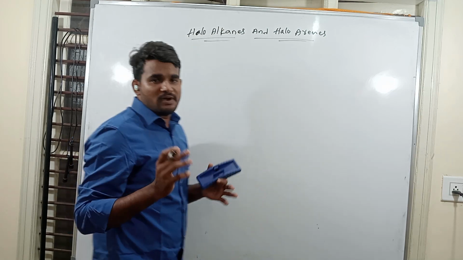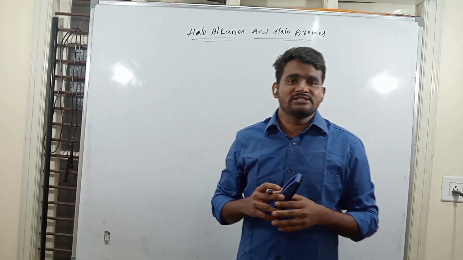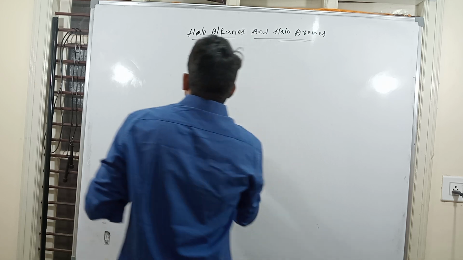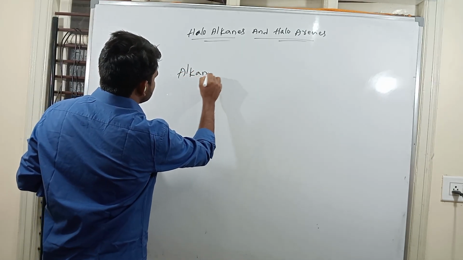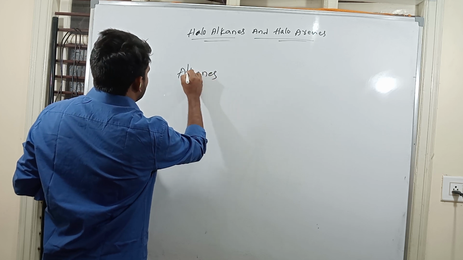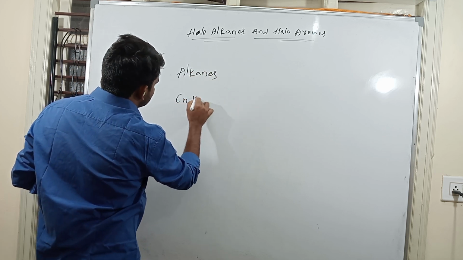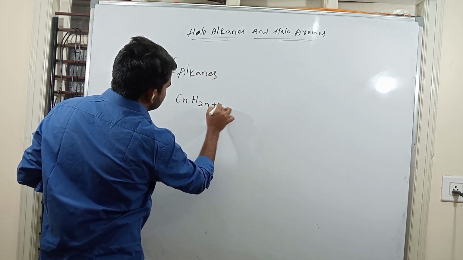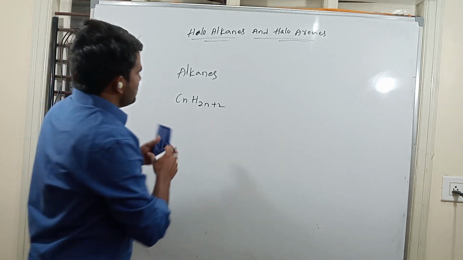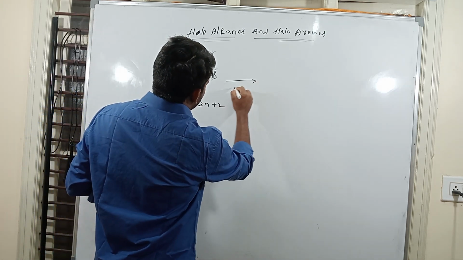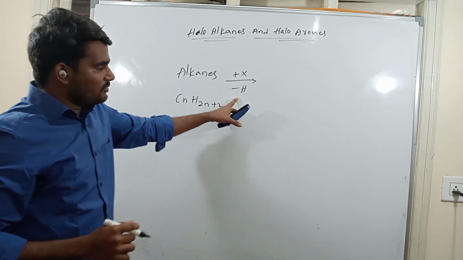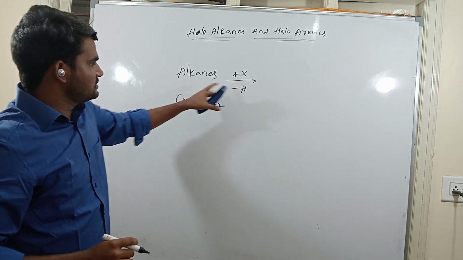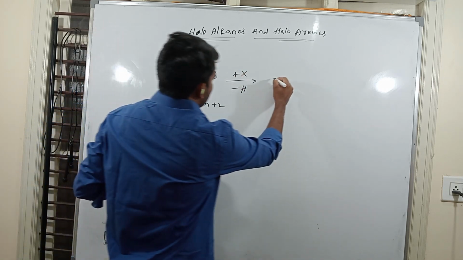What is the general formula of the alkanes? CnH2n+2. This is the general formula of alkanes. You have to remove one hydrogen from the alkane and you have to add one halogen. You should add the halogen to form a haloalkane.